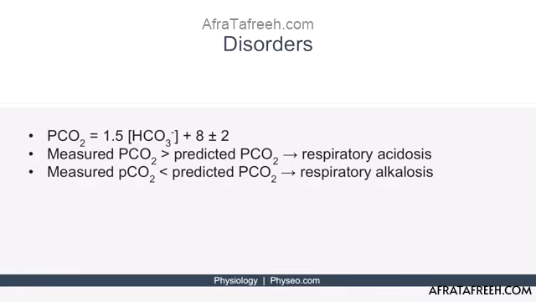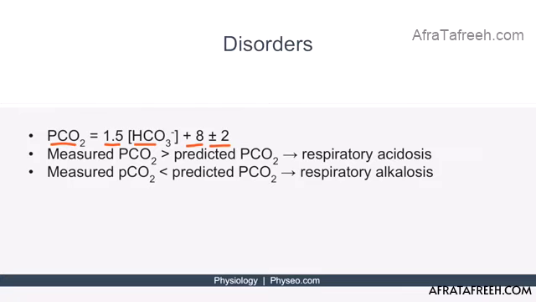In review, the Winters formula is: partial pressure of carbon dioxide equals 1.5 times the bicarbonate plus 8, plus or minus 2. The partial pressure of carbon dioxide refers to the predicted partial pressure of carbon dioxide in the blood, and bicarbonate refers to the measured concentration of bicarbonate in the blood. How about I go through an example to make this clear?